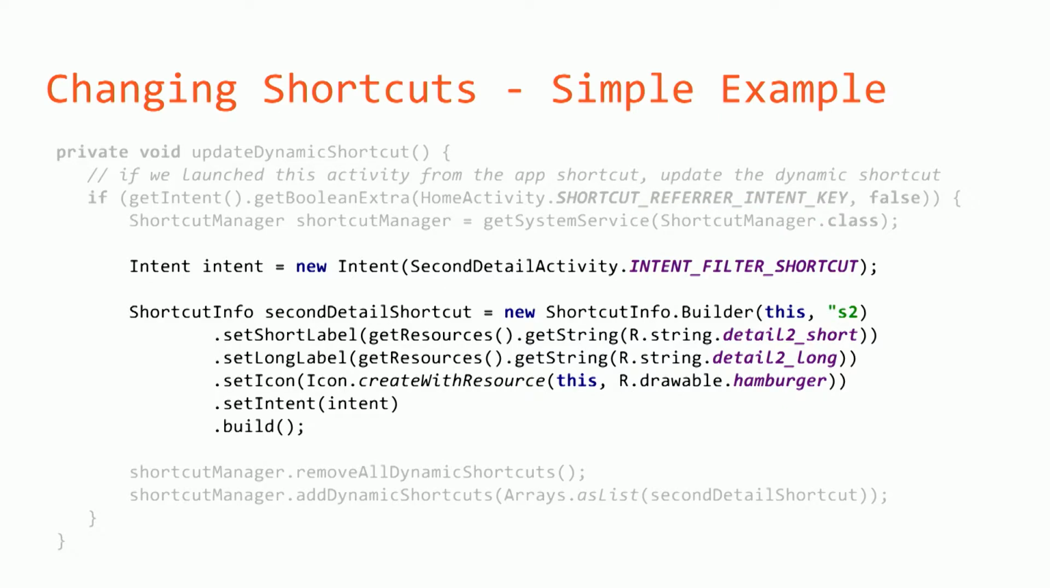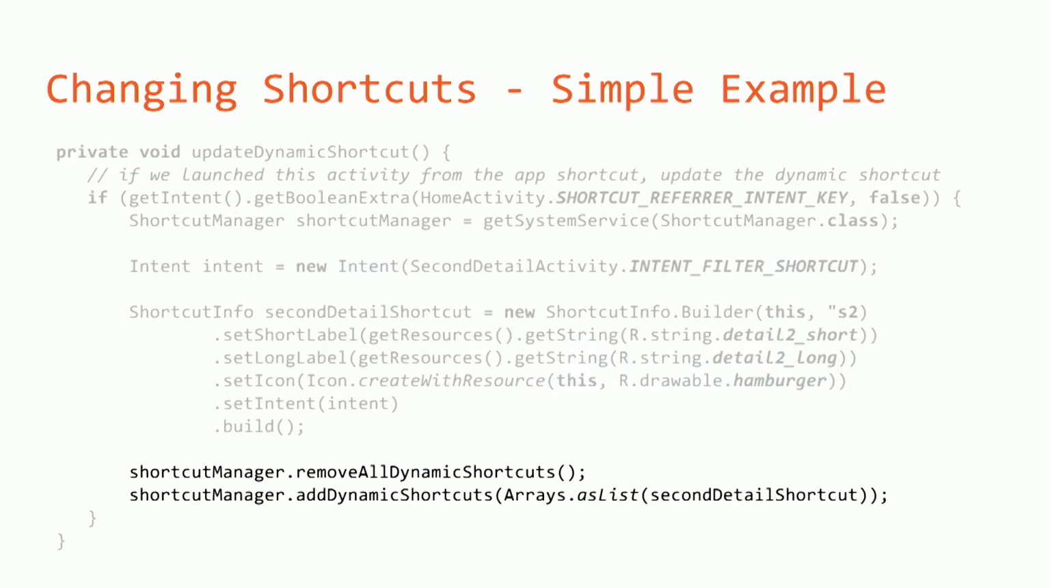I'm going to create a new shortcut in the same exact way that I created one before. And then I'm going to call this magic method called removeAllDynamicShortcuts and then add these new ones. So the main methods to take into concern here are removeAllDynamicShortcuts and then addDynamicShortcuts again.